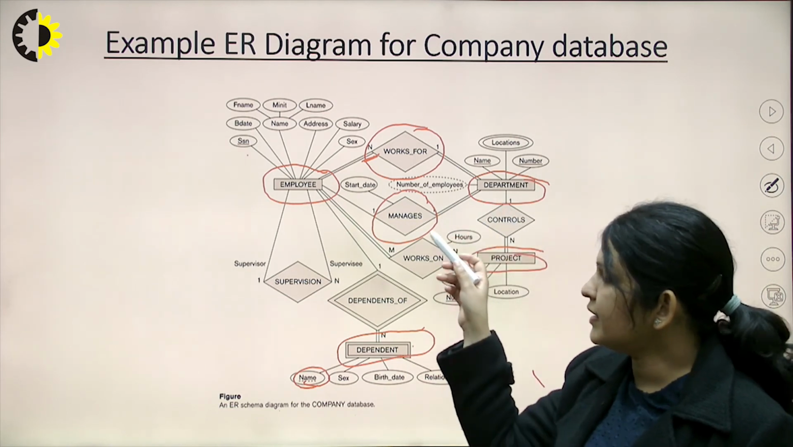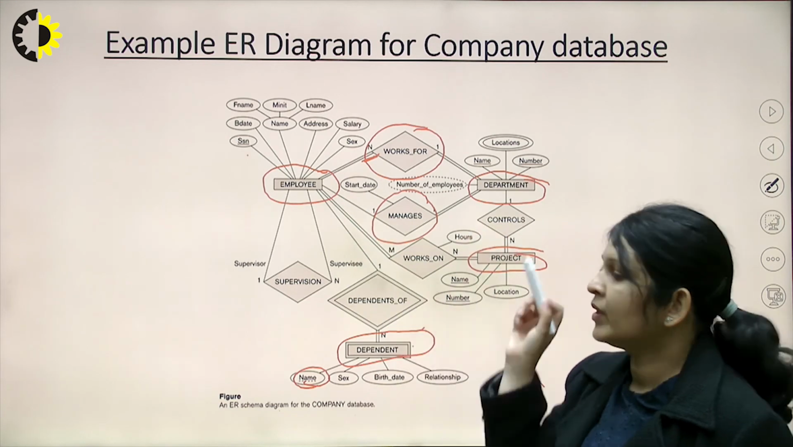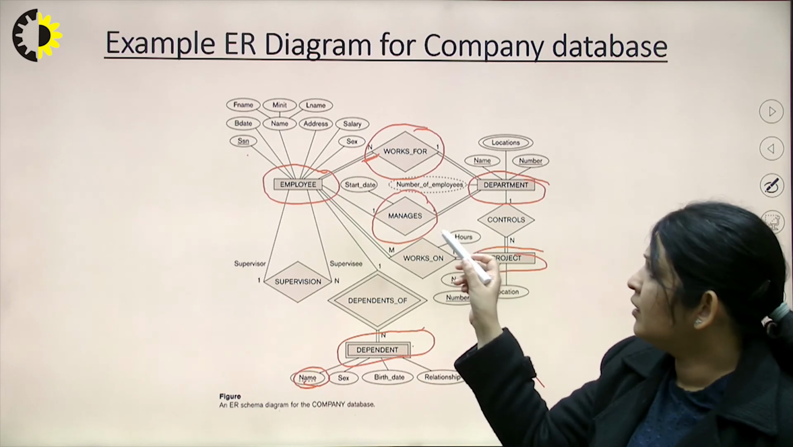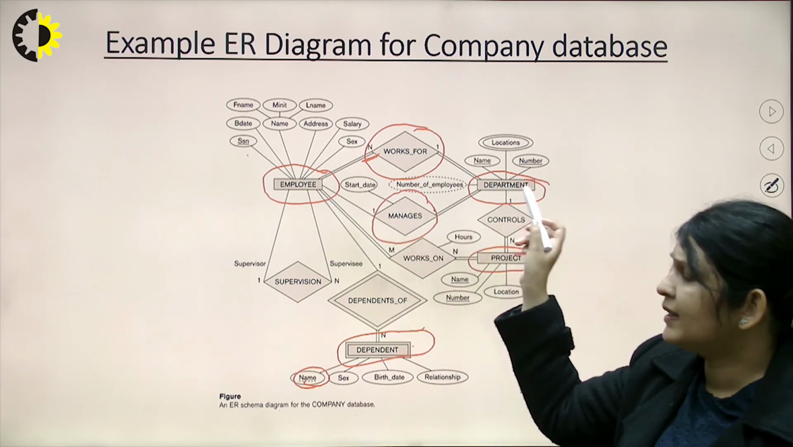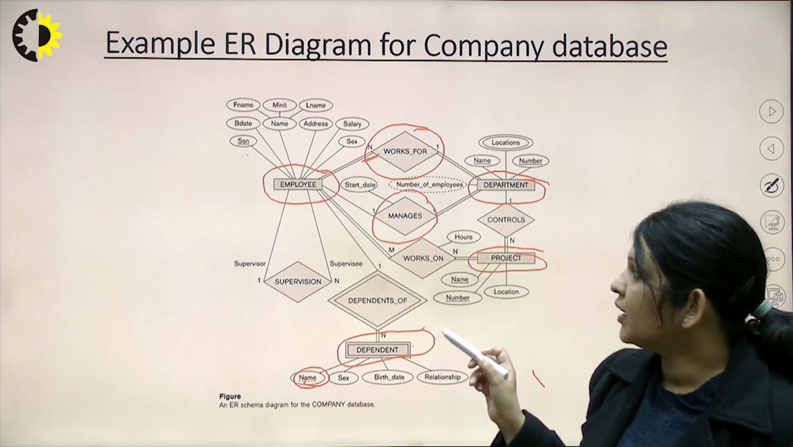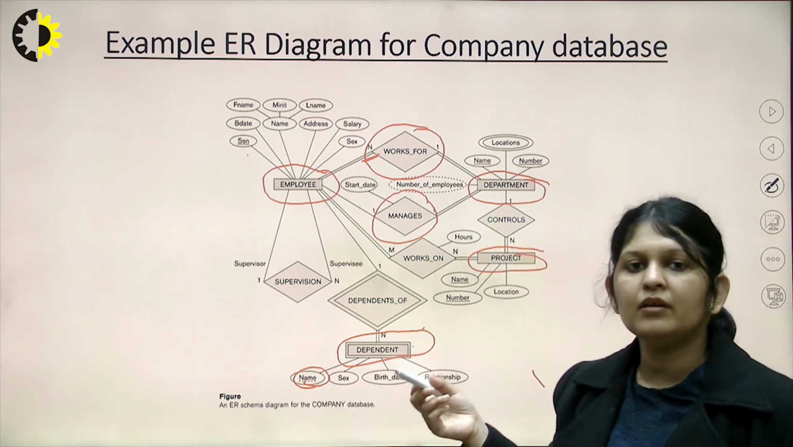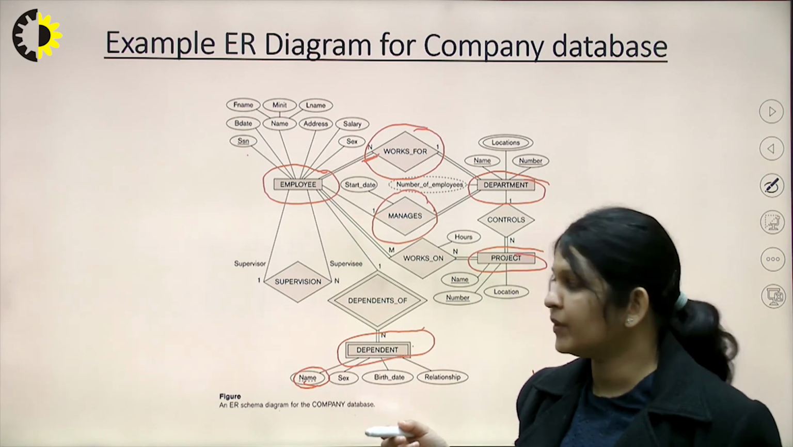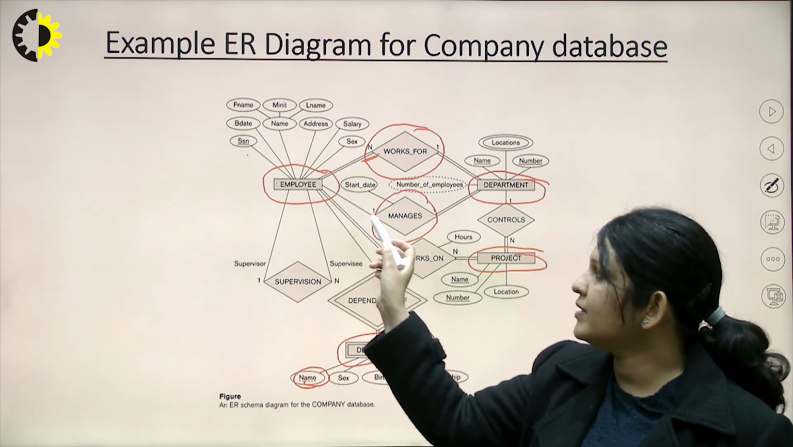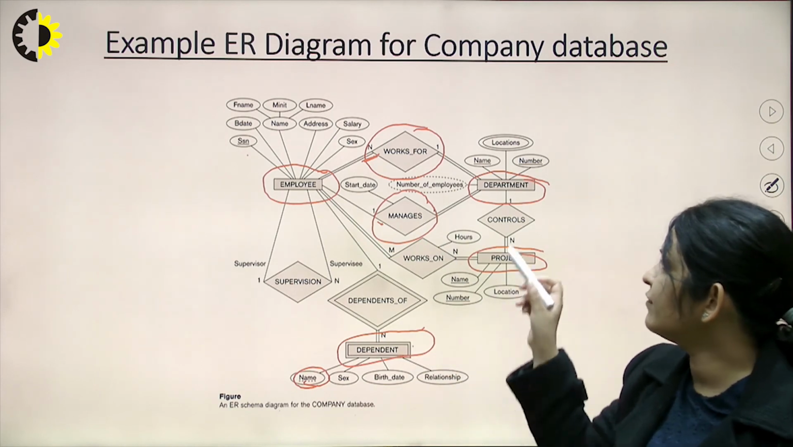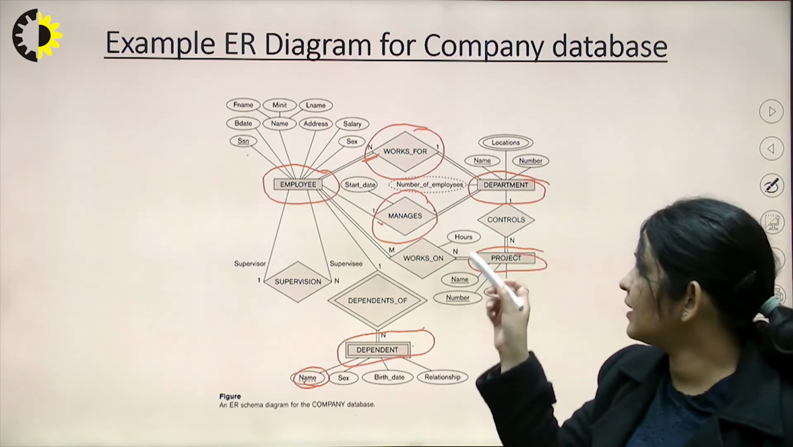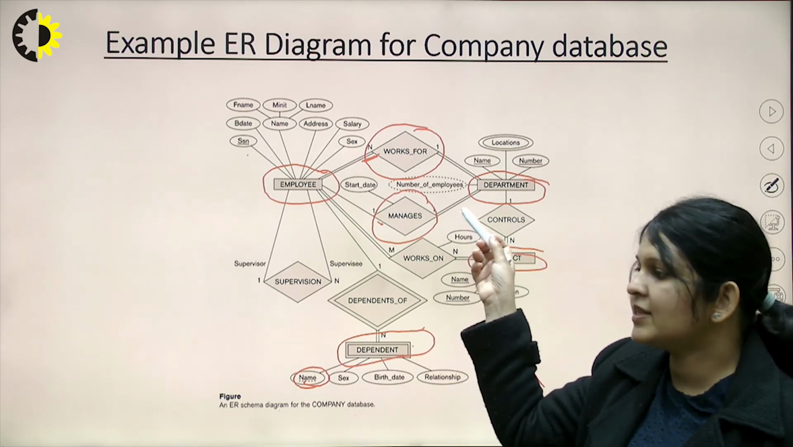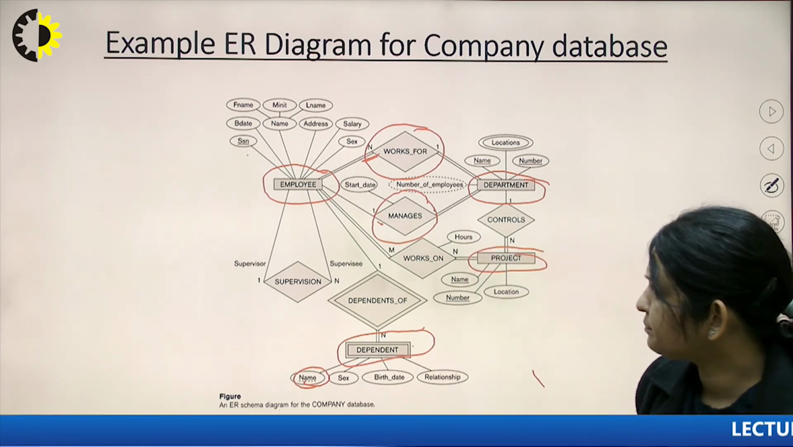The second type of relationship between these two entities is manages. Here employee manages the department. A department may or may not have a boss, a person who is managing that particular department. So here employee has a partial participation, whereas the department has double lines, or we can say it has a total participation.